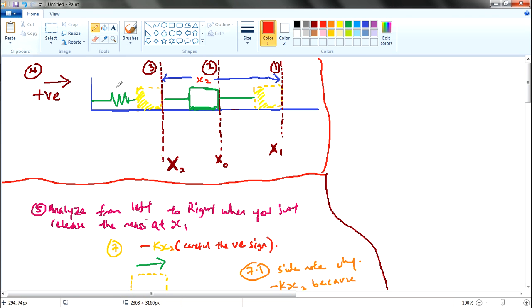Okay. Previously, we talked about the graph. We talked about when you just pull the spring. When you pull the mass from the initial position x naught to this position x1, and when you release, we study the movement from this portion to this portion. So now we talk about the motion when it springs back to this position over here.